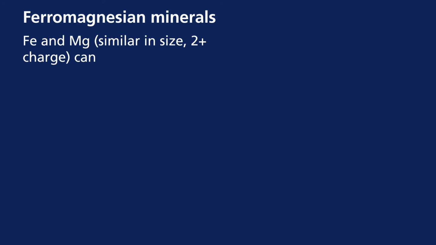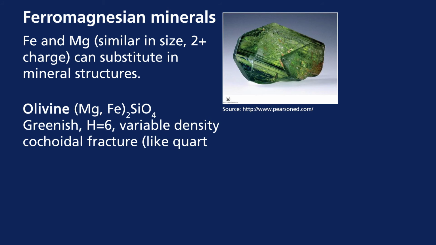Different types of ferromagnesian minerals, and it's called ferromagnesian because they use either iron, the ferro, or magnesium in the mineral structure. Both are +2 charges. They both have given off 2 electrons from their outer shells, and so they're interchangeable. Some examples are olivine, which has 2 of either magnesium or iron, plus SiO4, which you can remember is quartz, which is greenish, about level 6, and conchoidal fracture. That you see in photo A.